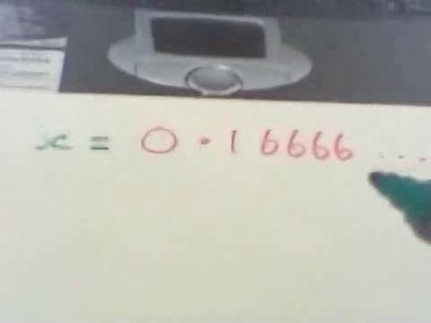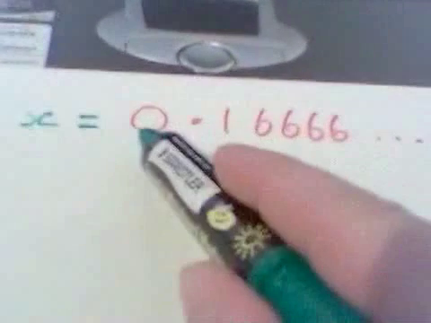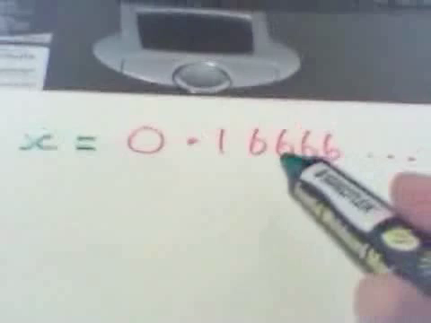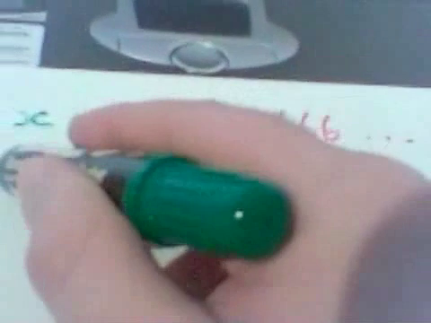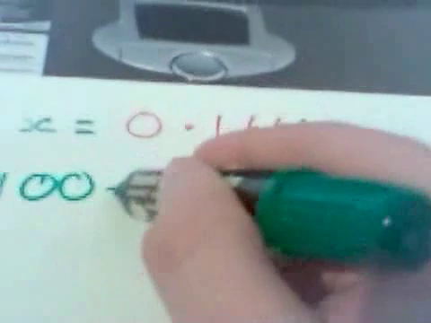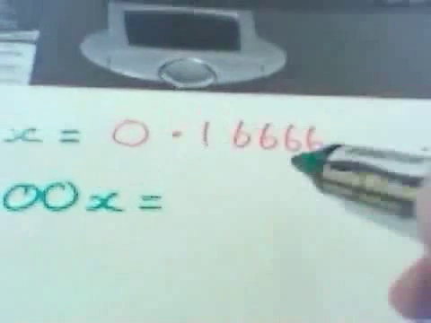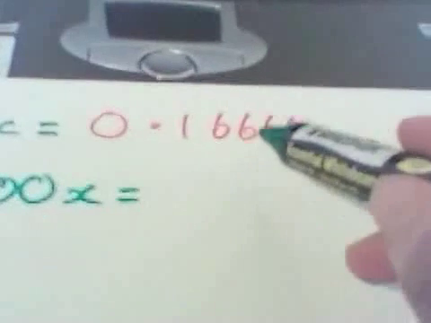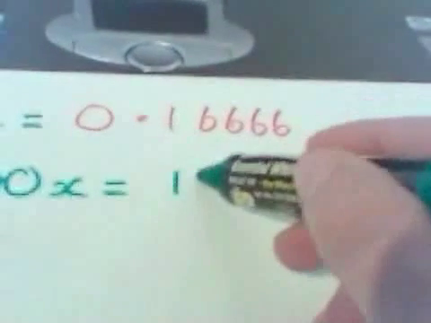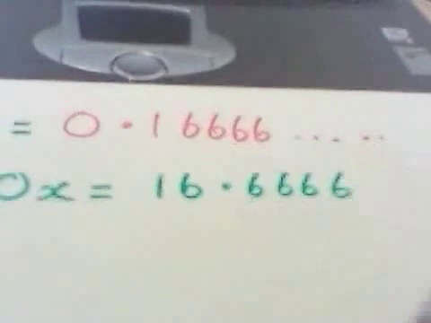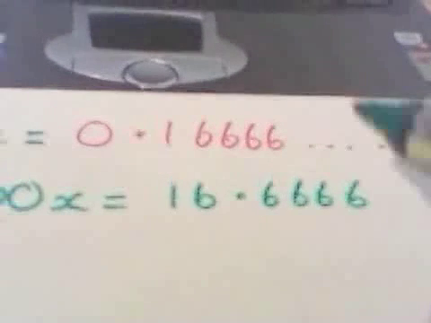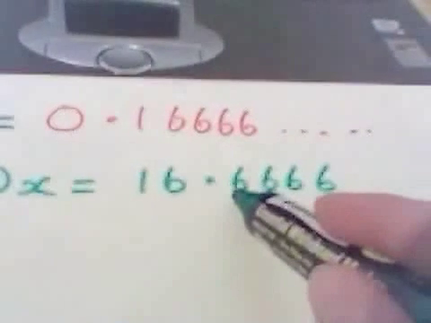Now if we multiply this number by 100, we'd get 100x. Now multiplying that by 100 would give me 16.6666. If you notice, I've got the same number repeating after the decimal point.